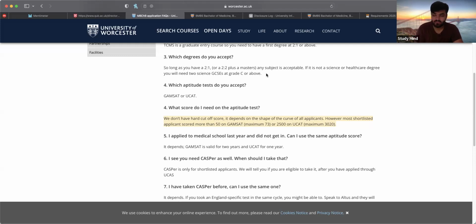So there's no detriment to taking a gap year. Nobody's going to look at that and say that's a bad thing, reject him because he's got a gap year. They're not going to look at that.